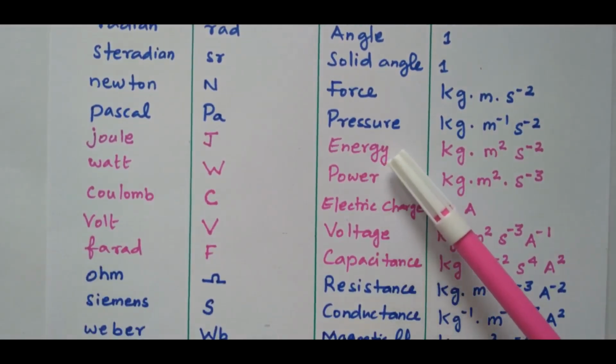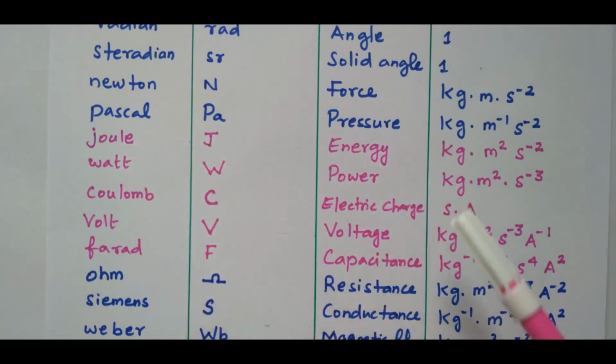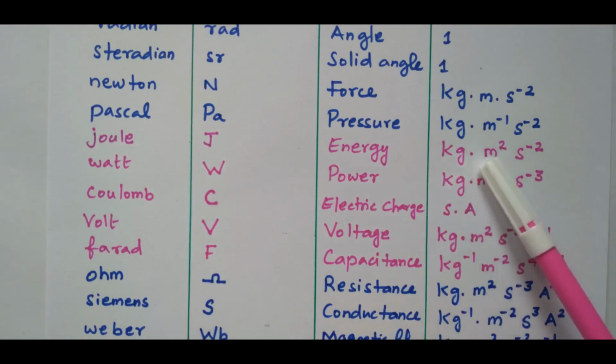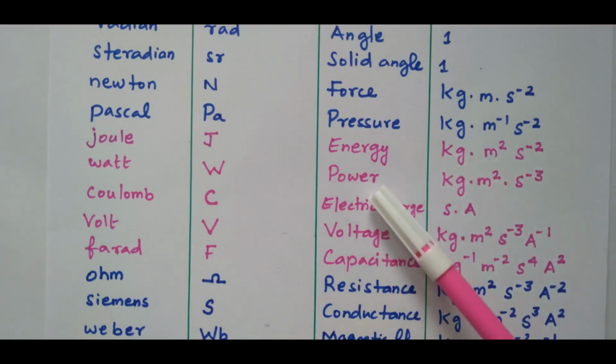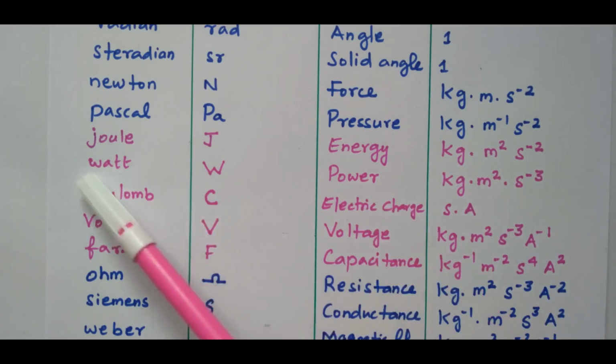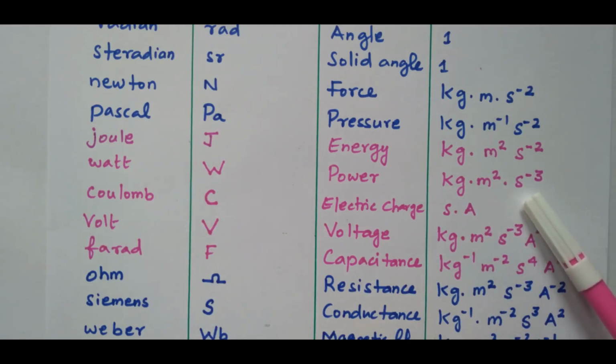Next, energy. The unit is joule, represented by J. For measuring energy, the unit is joule, represented by J. What are the base units? kg.m^2.s^-2. Then power. For power, the unit is watt, represented by W. What are the base units? kg.m^2.s^-3. s to the power minus 3 for power.